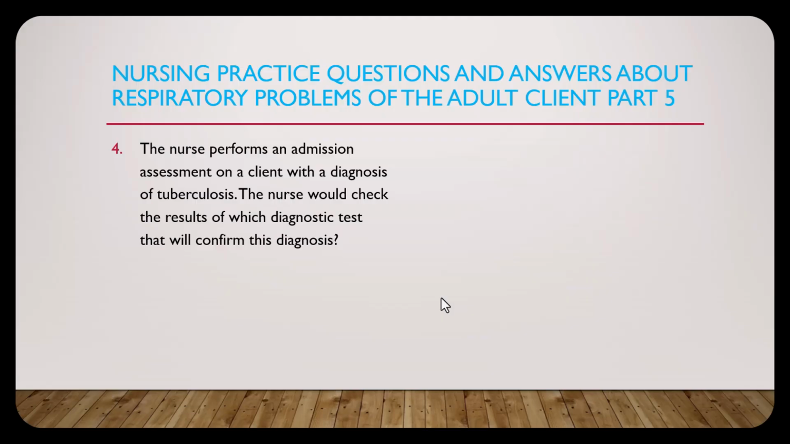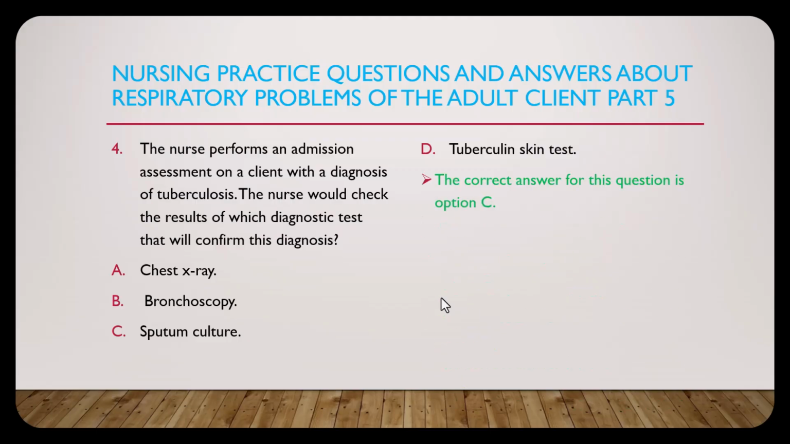The nurse performs an admission assessment on a client with a diagnosis of tuberculosis. The nurse will check the results of which diagnostic test that will confirm this diagnosis. So these are the options. Option A, chest X-ray. Option B, bronchoscopy. Option C, sputum culture. Option D, tuberculin skin test. The correct answer for this question is option C, sputum culture.